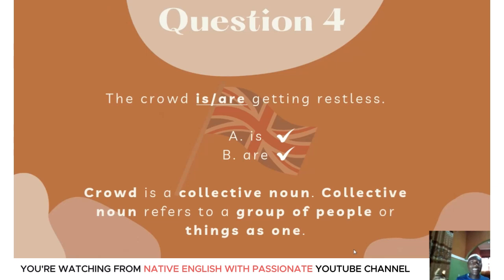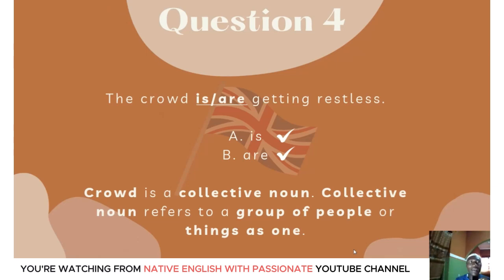Let's say an incident happens and people just gather from different areas of the place. You can't find a rule or any proper arrangement of people in such a manner. Then we refer to them as a crowd. So for the crowd as a collective, you can choose either singular or plural. Both go, but one is more correct than the other.